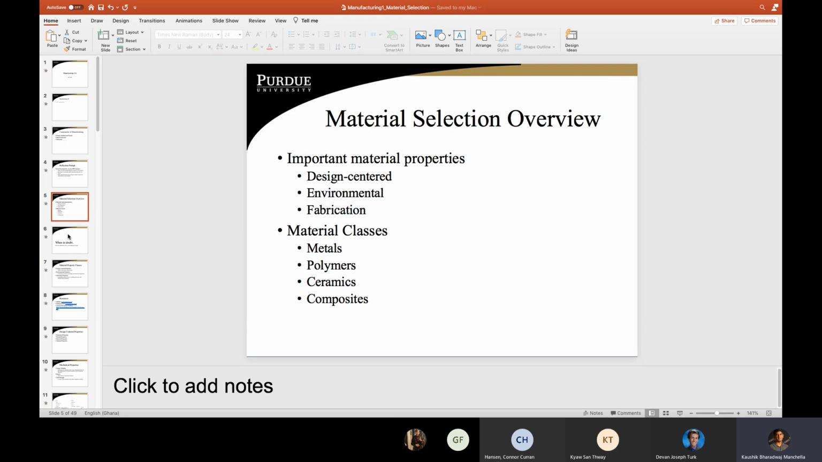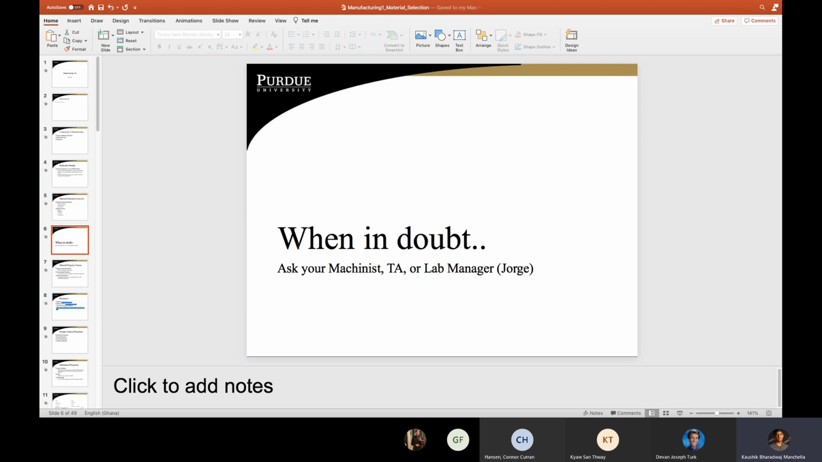Before I mention anything going forward, one thing to keep in mind is that there are going to be situations where, even after going through this presentation, you're not going to be sure what considerations to make, especially when you're machining, specifically about the properties of the material and how to machine it. So always, when in doubt, ask your machinist. In this case, it would be the undergrad TA, grad TA, or the lab manager, Jorge.